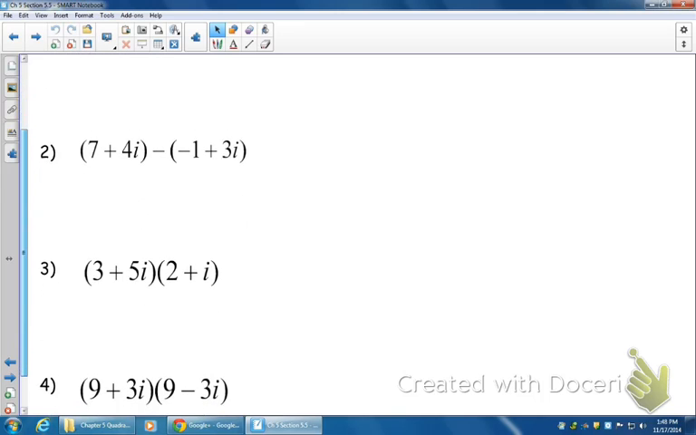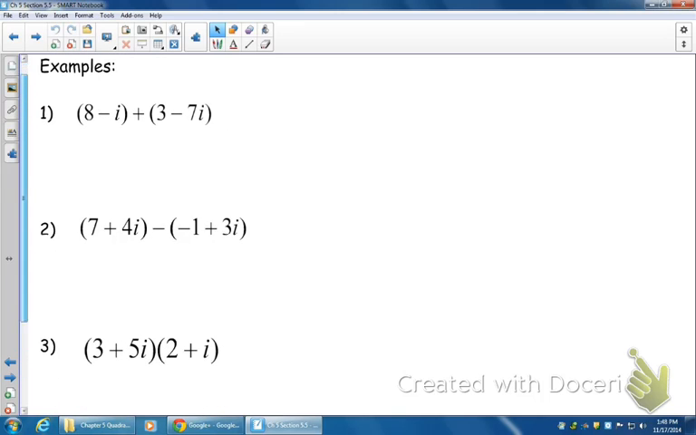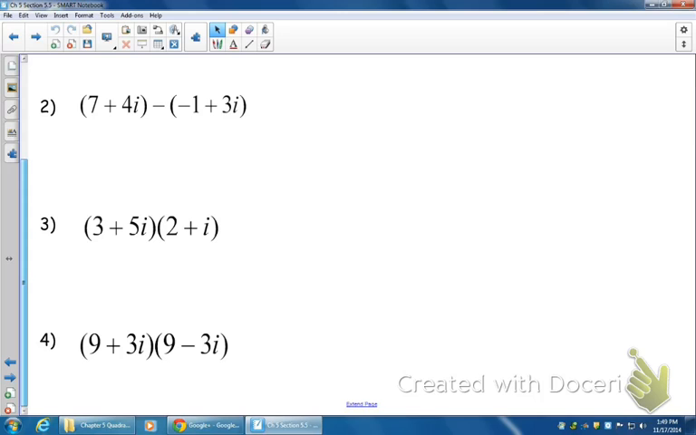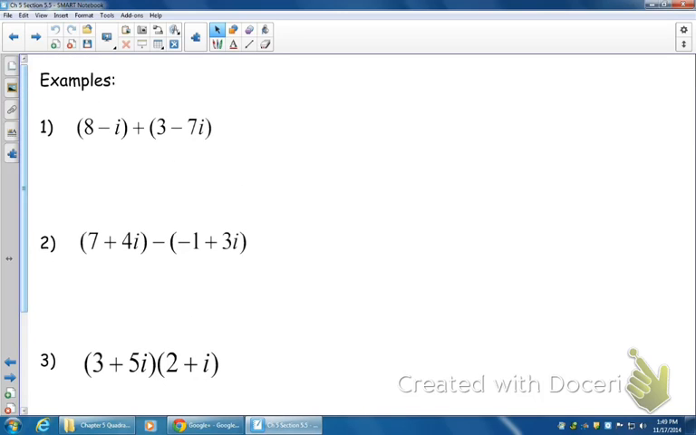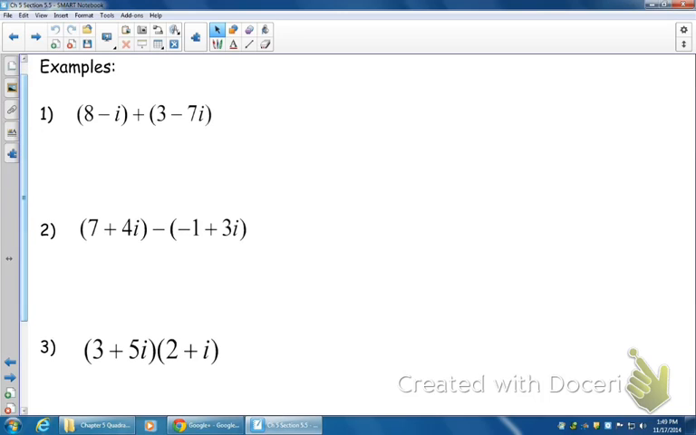There are 4 problems for you to practice here, 1 adding, 1 subtracting, and 2 multiplying. So pause the video and practice those problems, and then come back and check to see if you did them correctly.